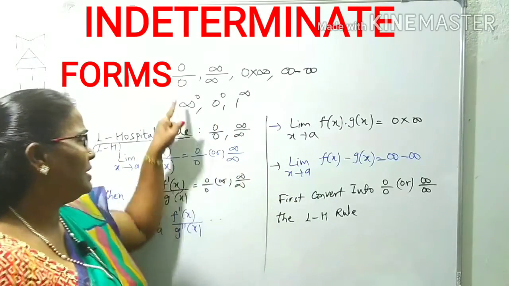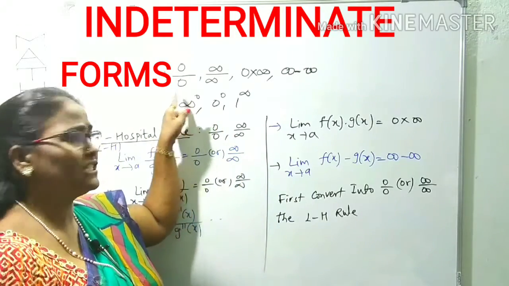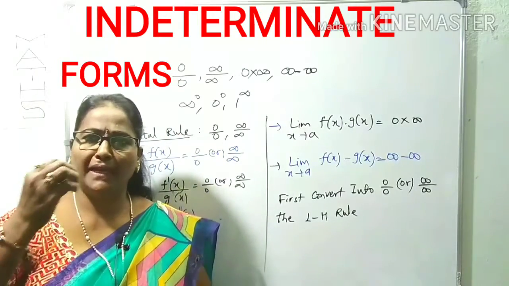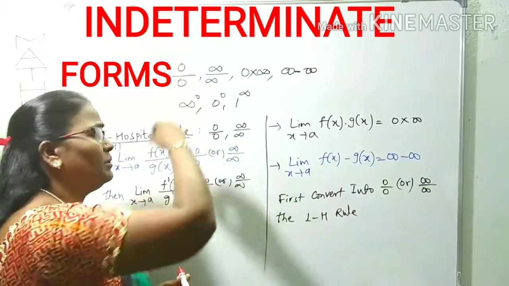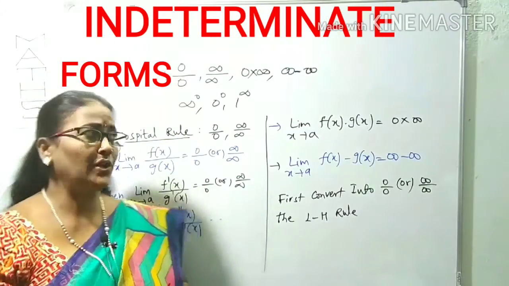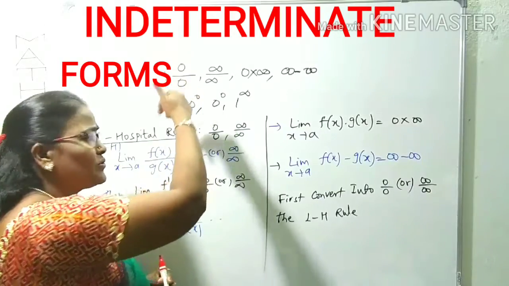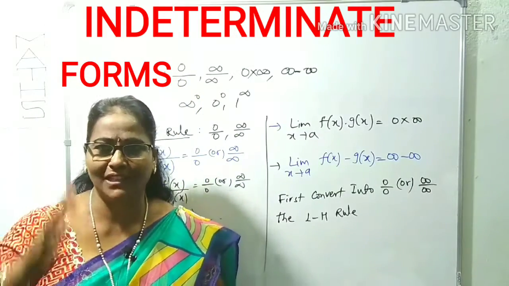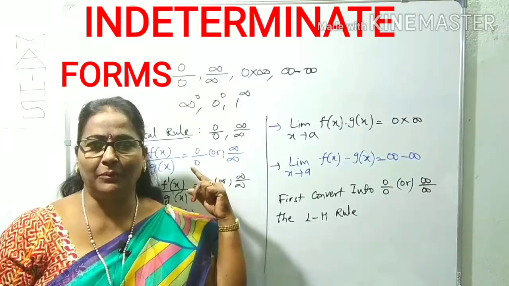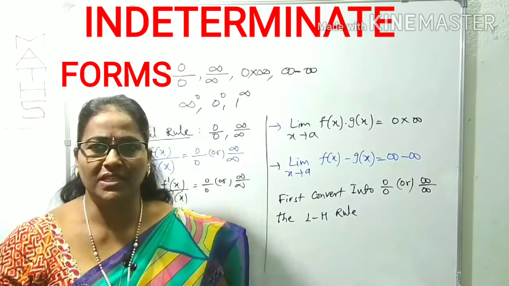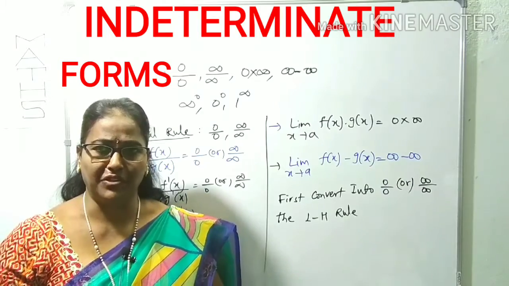Why? For example, 0 by 0. Why is it an indeterminate form? Why is it not determinate? 0 by 0: 0 by anything is 0, so it may be 0. But anything by 0 is infinity, so maybe it is infinity. Maybe the two values are equal, those two get cancelled, and it may be 1 also. Like that, if you think, there will be multiple options for that one. It is not at all possible to determine. That's why such types of forms are called indeterminate forms.